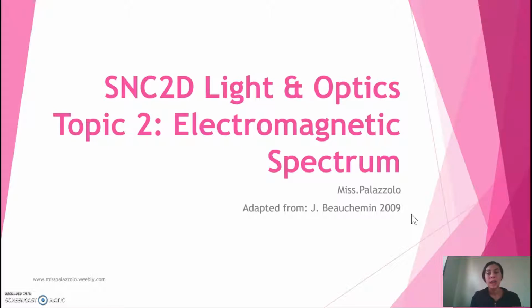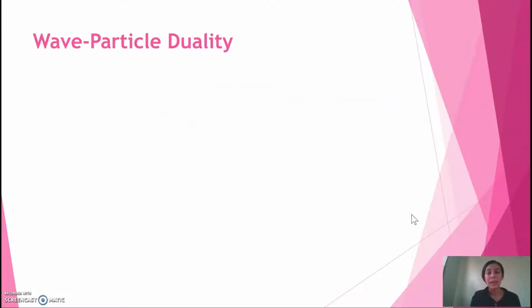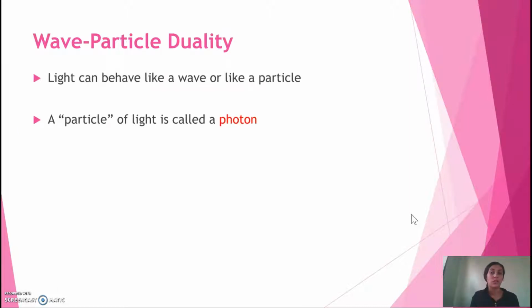Now, we know that, but here's something that you need to add on to that. You need to know that light has a duality theory in the ways that it behaves. So light can either behave as a wave or a particle. A particle of light is called a photon.